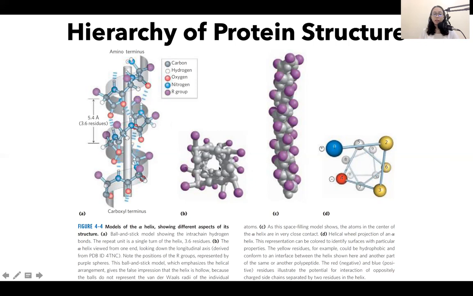Now in this model, this is called the ball and stick model. You see an empty space inside the helix. In reality, this is not true. If we use a hard sphere or space filling model, we see that it is very compact in the middle of your alpha helical structure. And then finally, this is what we call a helical wheel projection of an alpha helix.